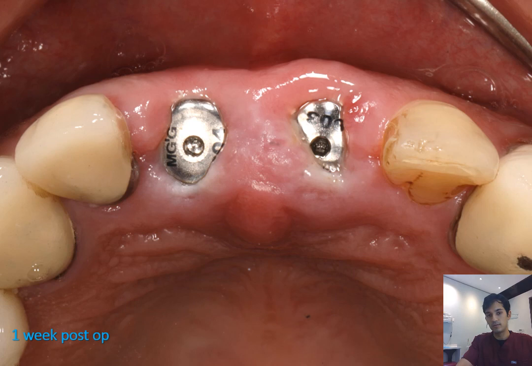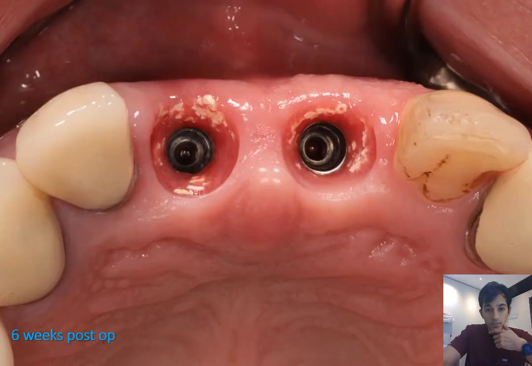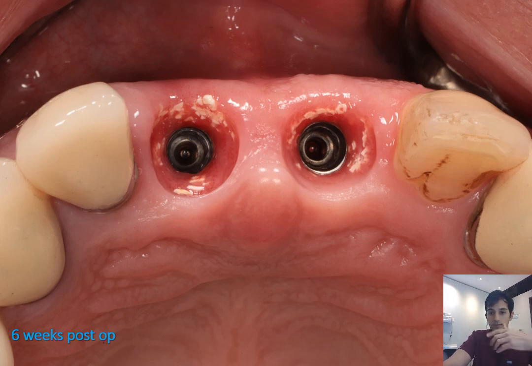There's nothing adhered to them, and that's the beauty about using the stock titanium healing abutments. They just work so well, at least in my hands. And we see the patient then 6 weeks later, and you can clearly see the dual zone approach we've used here, where there's some bone substitute embedded in the soft tissues.